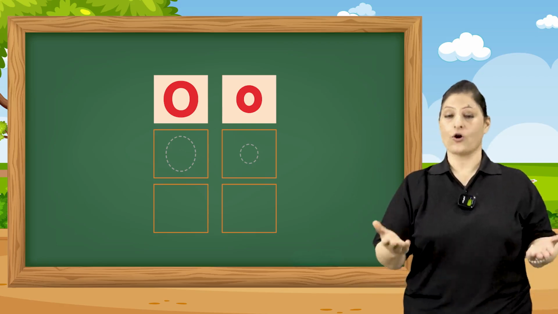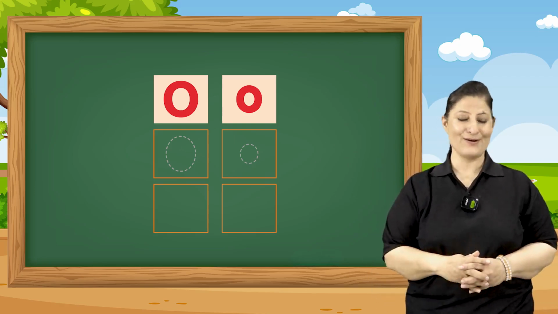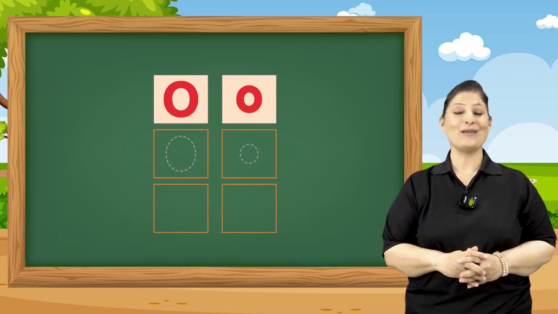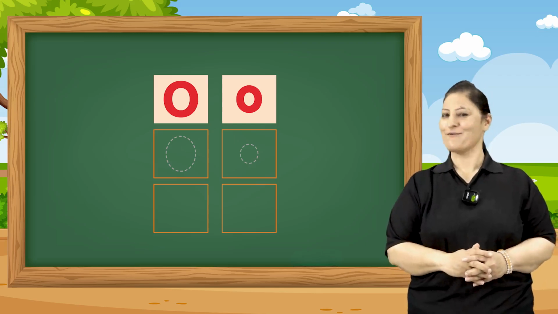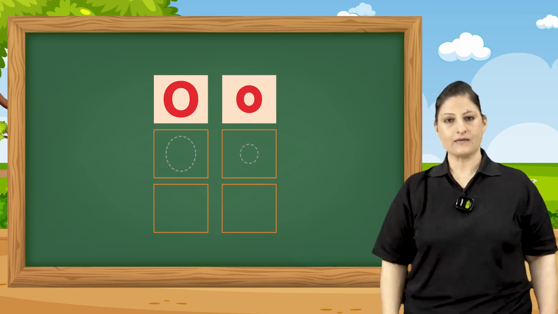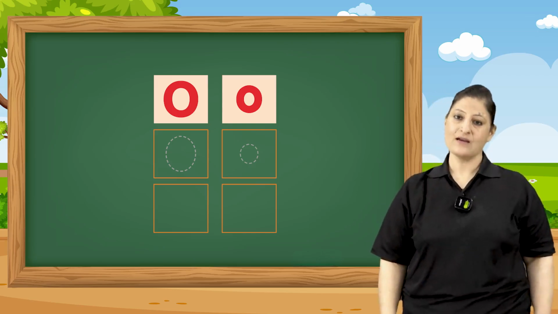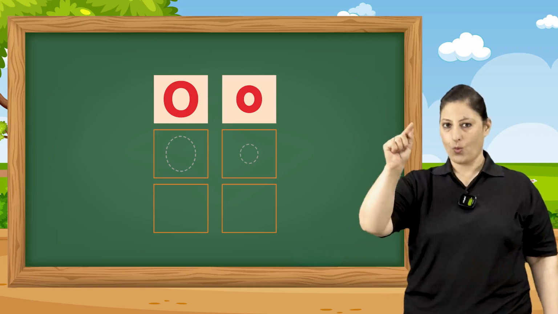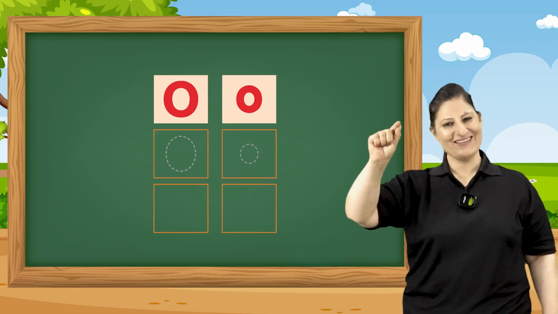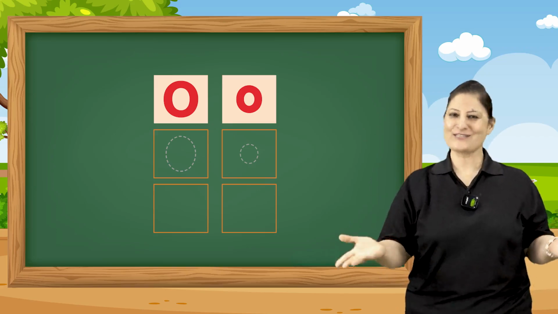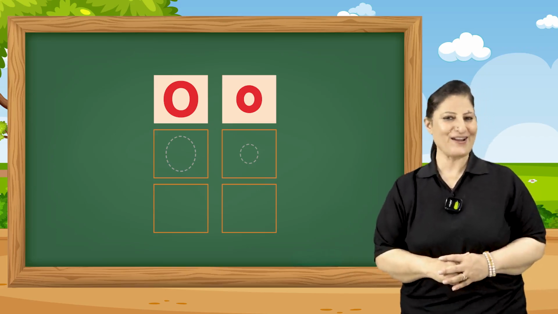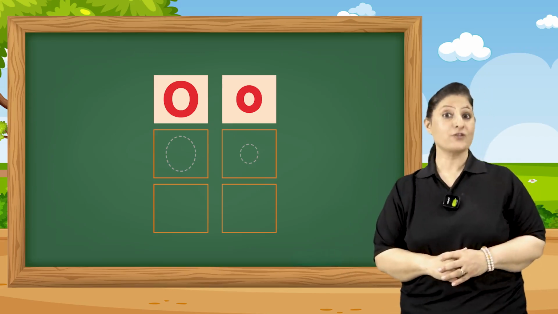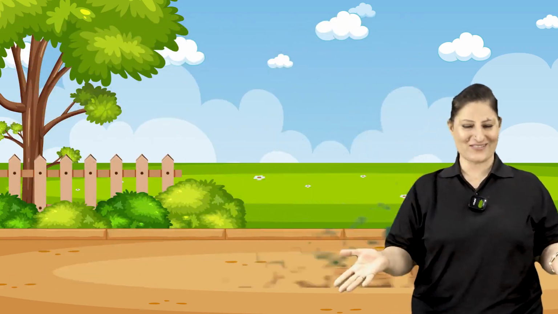Join these dotted lines. You will love it to make letter O. I am telling you, children. In the same way, you can make small o. Like this. Oh, this is so much fun to write these letters on the dotted lines and in their blocks.